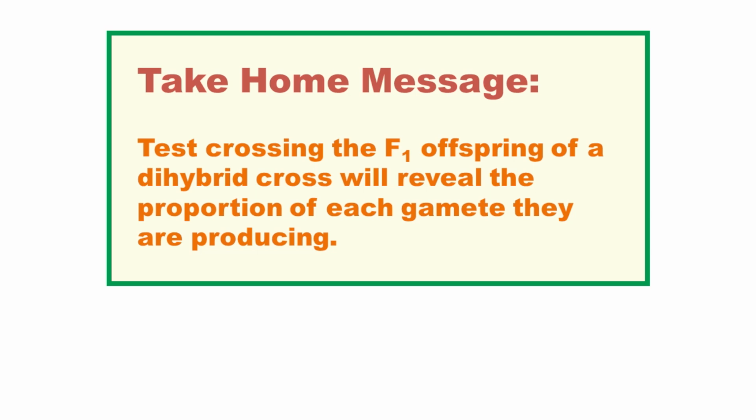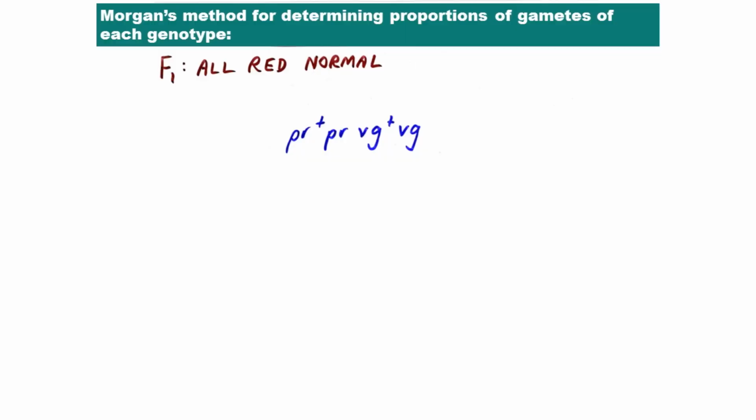If he test crossed those F1s, instead of doing F1 crossed with F1 to get the 9 to 3 to 3 to 1, he said if I test cross those F1 offspring, the results are going to tell me what gametes that double heterozygote is producing. And this is really clever, and we're going to look at it. So we've got all red normal, but they're an F1. So we know what they're going to be, heterozygous, pr+ pr, vg+ vg.